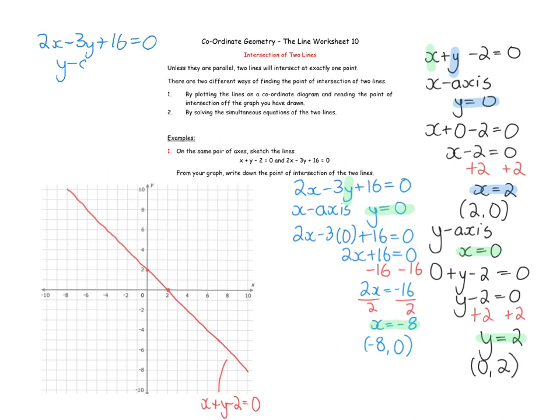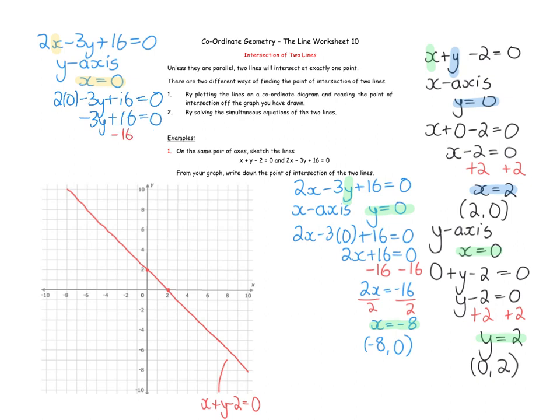We now need to figure out where it crosses the y-axis, and it's going to cross the y-axis when x is equal to 0. Every time we see an x in the equation, we're going to replace it with 0. What we're going to have then is 2 times 0 minus 3y plus 16 is equal to 0. This becomes minus 3y plus 16 is equal to 0.